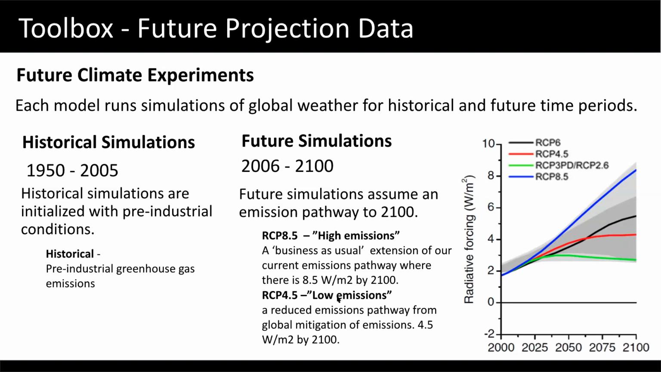RCP 4.5 was a low emission scenario. We also use that on the Climate Toolbox, and it's a reduced emission pathway where there is global mitigation of emissions. So for perspective, the goal of the Paris climate agreements of not exceeding a change of 2 degrees Celsius in global average temperature fits in here to be just a little bit above the RCP 2.6 scenario, which many agree is just really unlikely at this point.